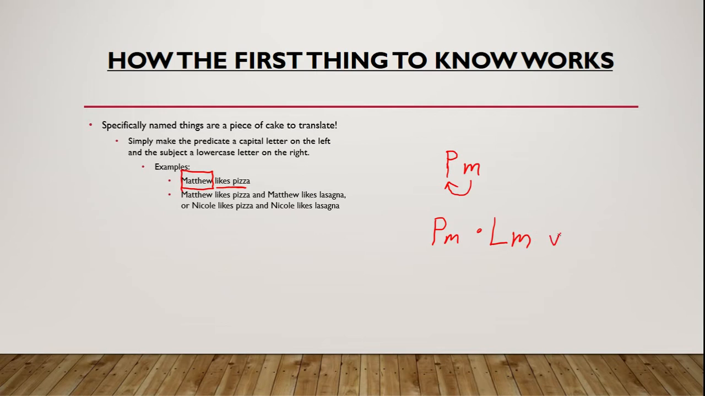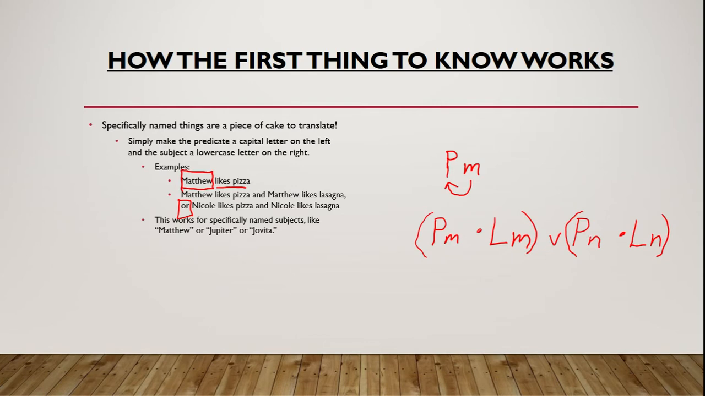We have "or" as the operator that we're connecting these two statements. And then we have Nicole liking pizza, so we're going to go another capital P for liking pizza, but this time it's going to be Nicole who likes the pizza. And Nicole likes lasagna, so we're going to have Nicole liking lasagna. Who likes the lasagna? The lowercase n for Nicole. So there's our subject and our predicate. And we put those in parentheses, just like the way the old school system of translation worked. So this isn't too painful, I don't think.